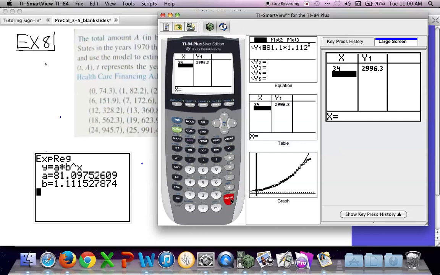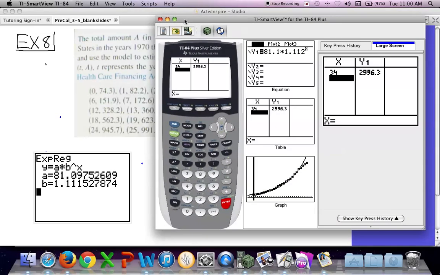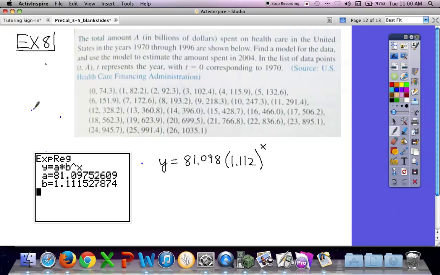And you can see that the spending is now 2996, and they said that was in billions. So 2996 means trillions. So that is a forecast at that point, that in 2004, according to this model, we expect to spend about $3 trillion on healthcare.